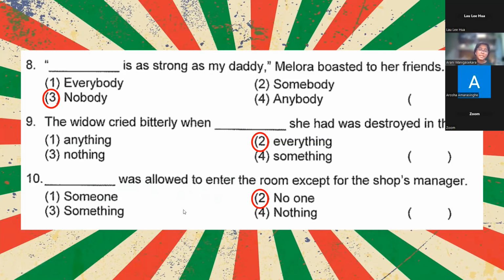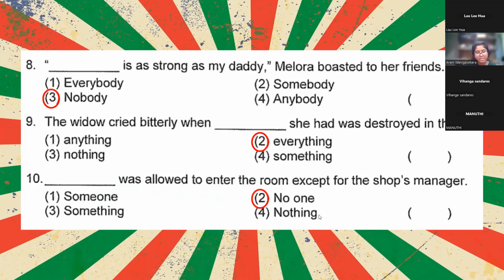Okay, why is it not something? Because something is a thing, not a person. Yes, it's not a person, it's a thing. And it can't enter, right? Because it uses the word except again.